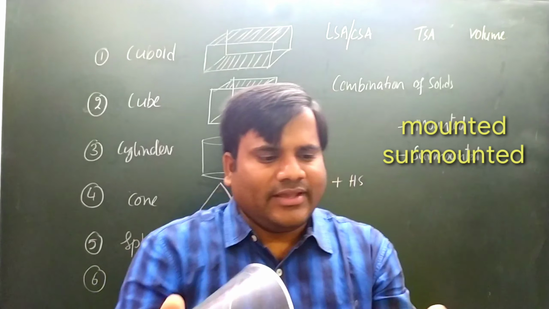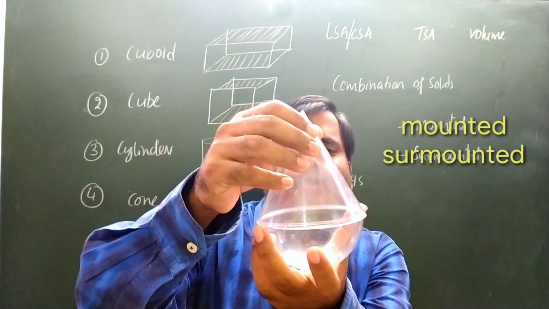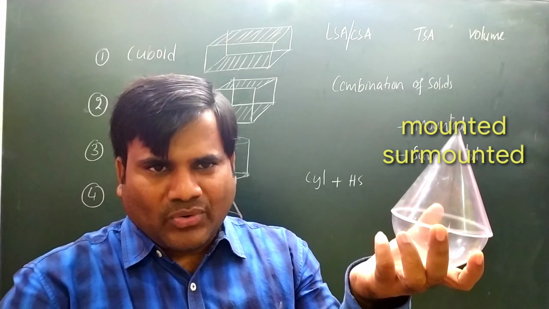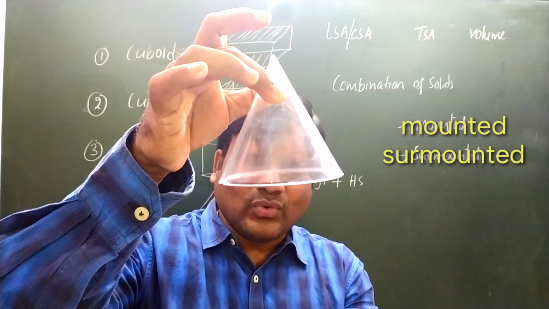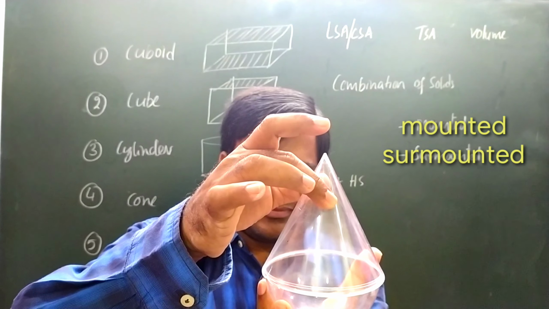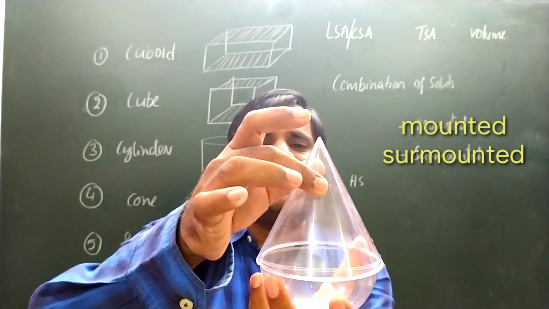In another way, the hemisphere surmounted by a cone. Anyway, the shape is the same only. Mounted, surmounted. Once again, this cone is mounted on hemisphere. Next, hemisphere surmounted by a cone.